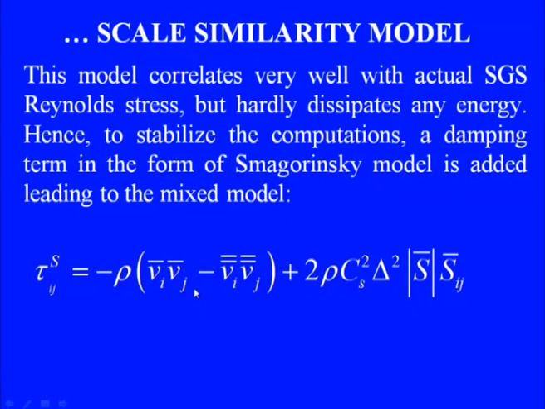So, this mixed model is tau ij s is equal to minus rho Vi over bar Vj over bar minus Vi double over bar Vj double over bar plus 2 rho Cs square delta S square modulus of S bar into S bar ij. And this scale similarity model with this enhanced damping, it works pretty well, and it gives us what we call a stable large eddy simulation model.